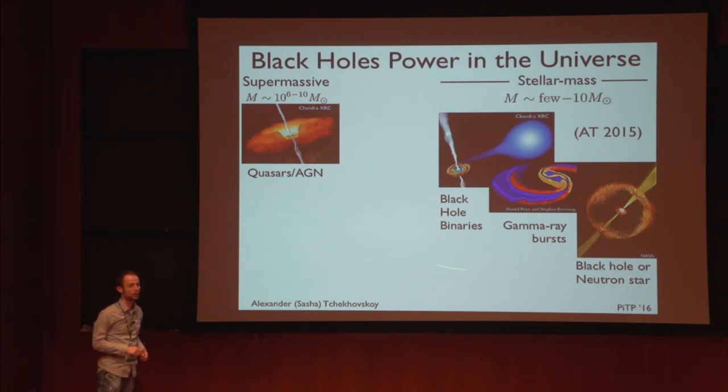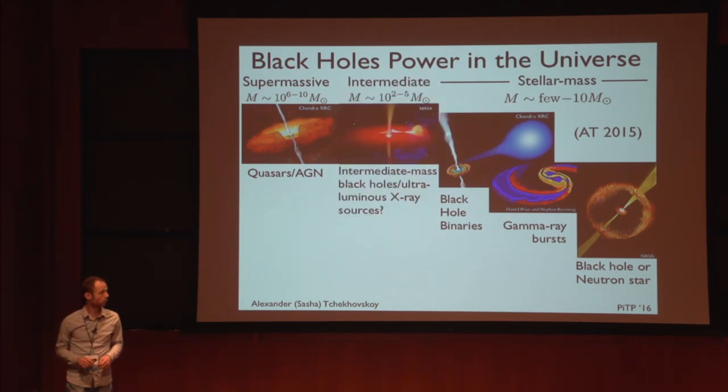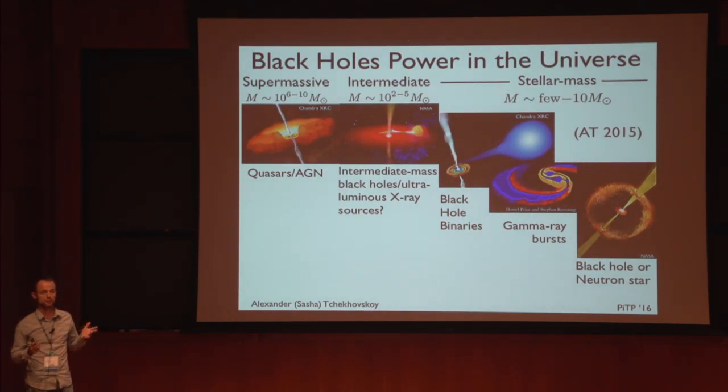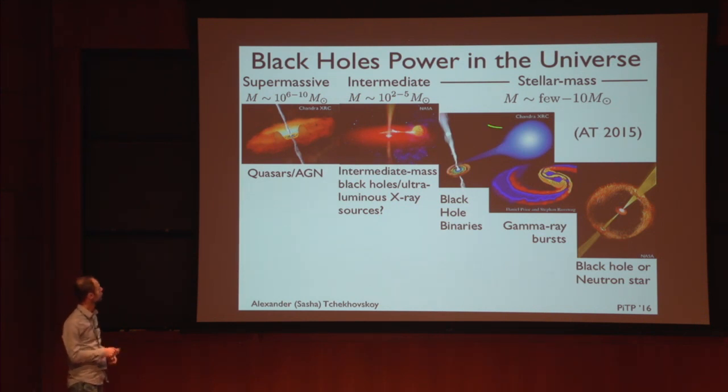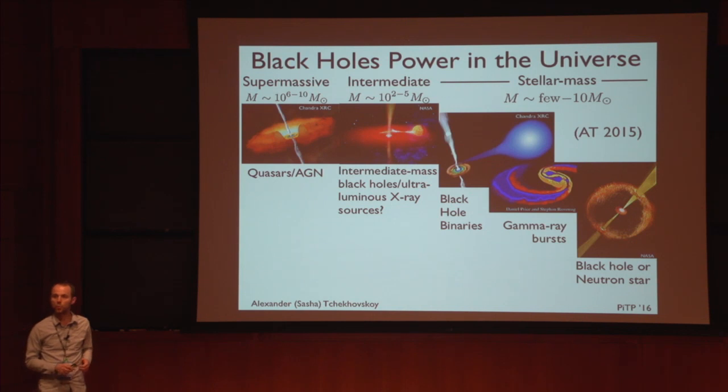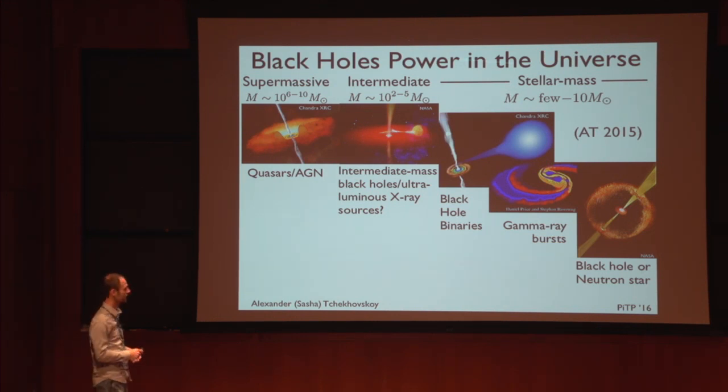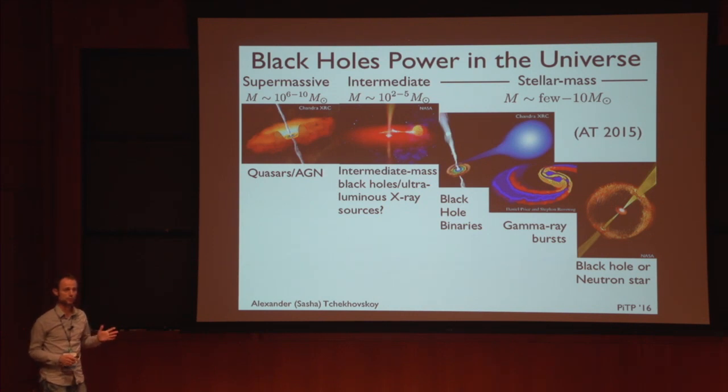Recently, there is evidence for an intermediate mass black hole population. Not surprisingly, it's called intermediate because it fills in the gap between the supermassive and stellar mass black holes. It's a really hotly debated topic. What is the origin of these intermediate mass black holes? They can be either the low mass end distribution of supermassive black holes or the high mass end distribution of stellar mass black holes. Probably it's a combination of both. This is a really exciting topic. I will tell you about a few developments that happened just in the past few years in a few moments.